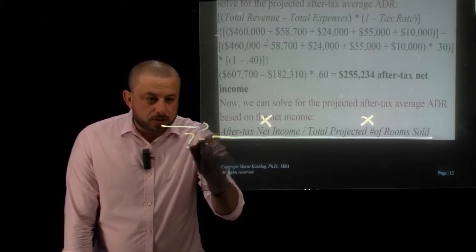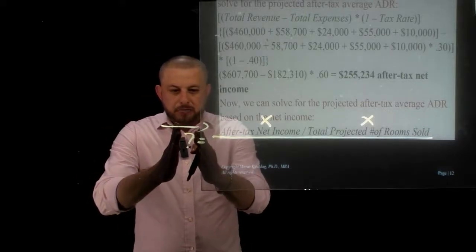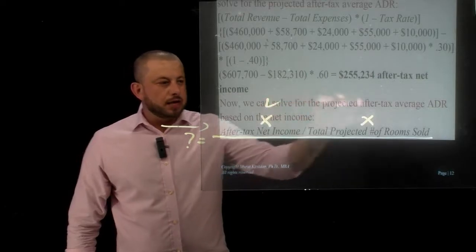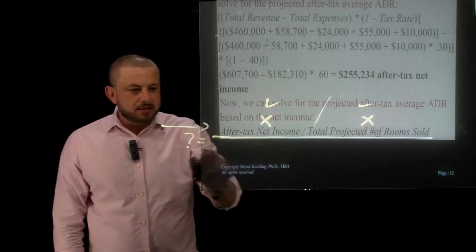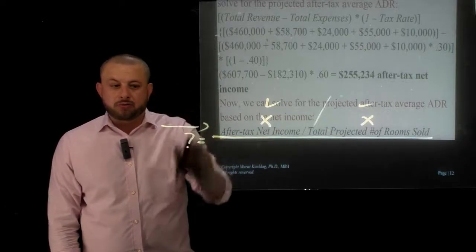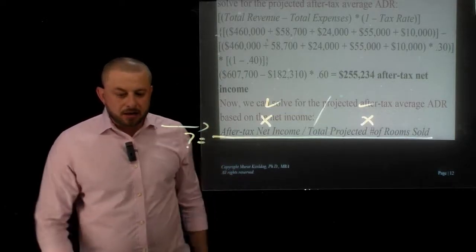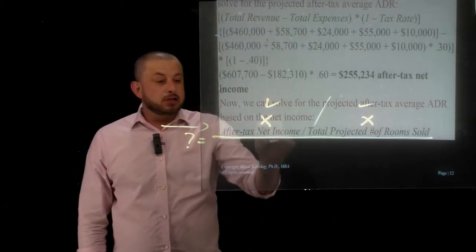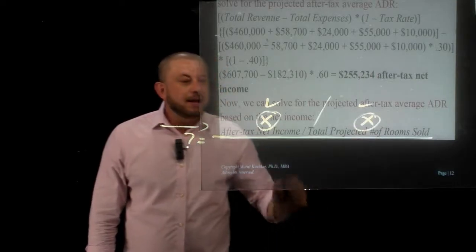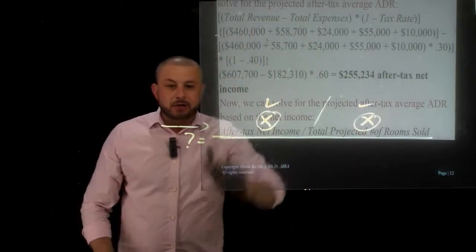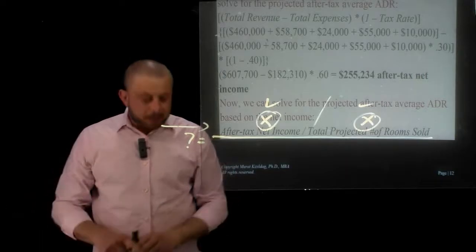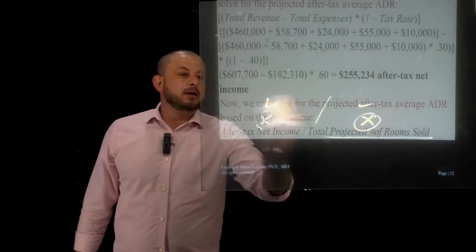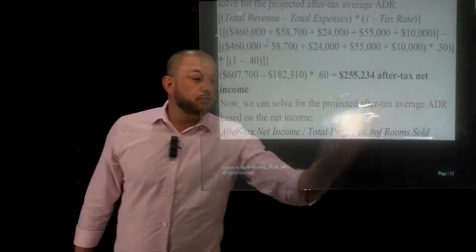Well, we are trying to find the question mark over here. So we have unknown number 1, unknown number 2, unknown number 3. If we find unknown number 2 and 3, we will easily solve for the question mark, which is what we need to solve for, the final equation, right? And the final solution, okay? Therefore, guys, we're gonna go back up and we're gonna solve for this guy, and then we are gonna plug in the numbers for the main equation, which is this, and then we will be able to solve for after-tax average income. So let's start with the total projected number of rooms sold, okay?